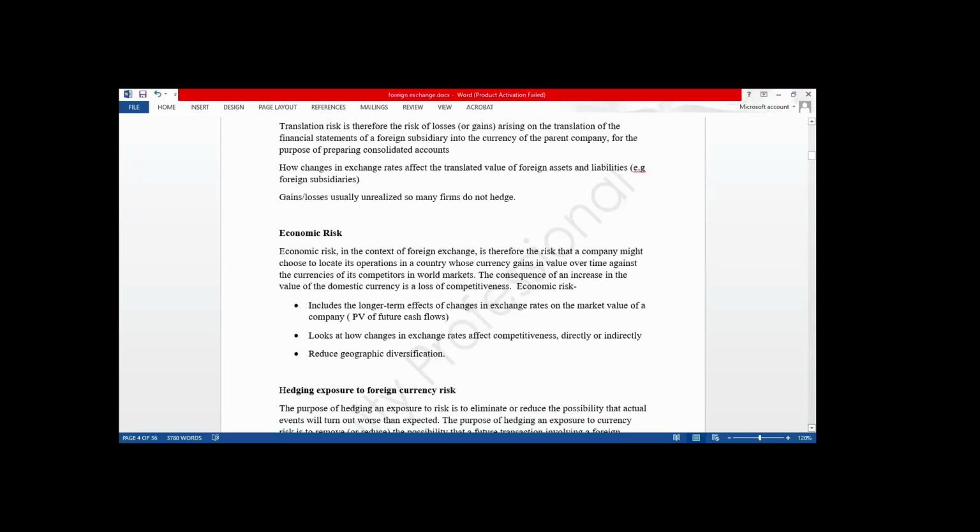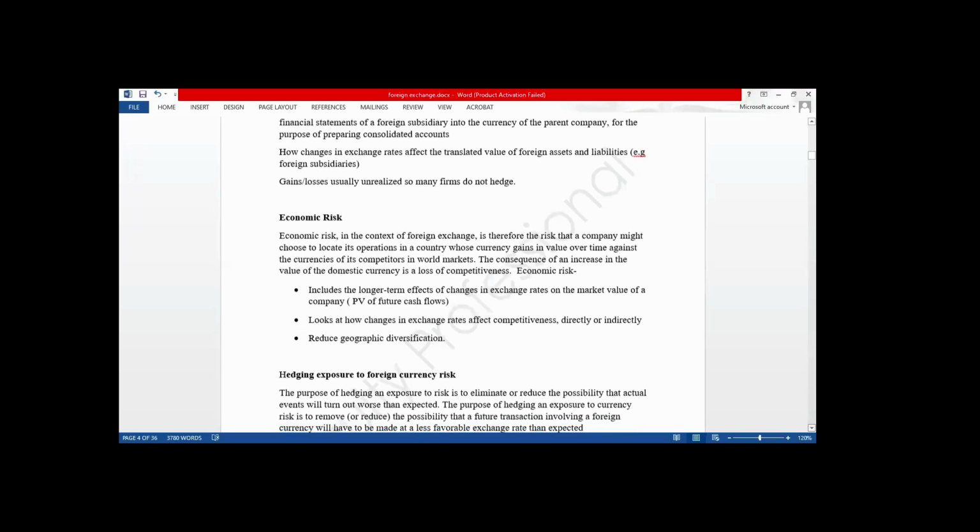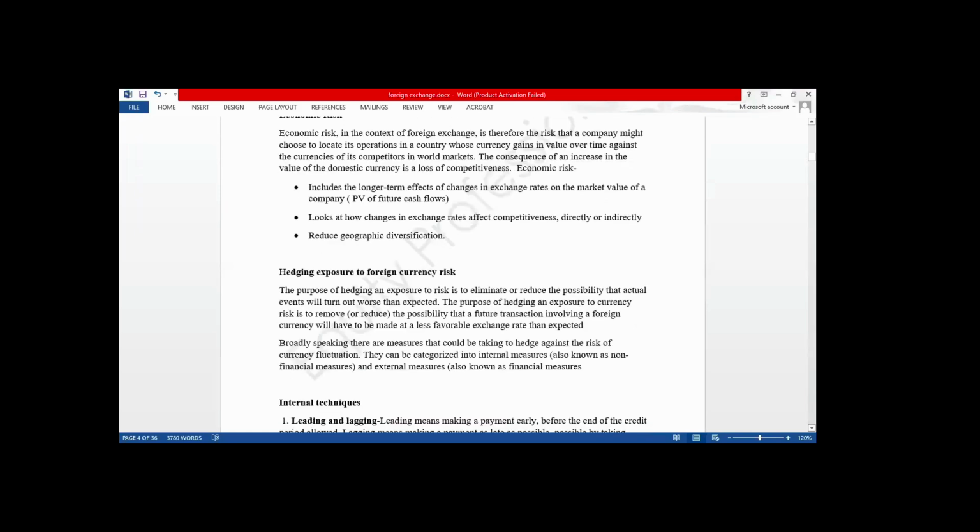Our hedging exposure against exposure to foreign currency risk. What we are trying to discuss now is how do companies protect ourselves against foreign currency risk? There could be enormous profit from international businesses. You can make a lot of profit by engaging, okay?